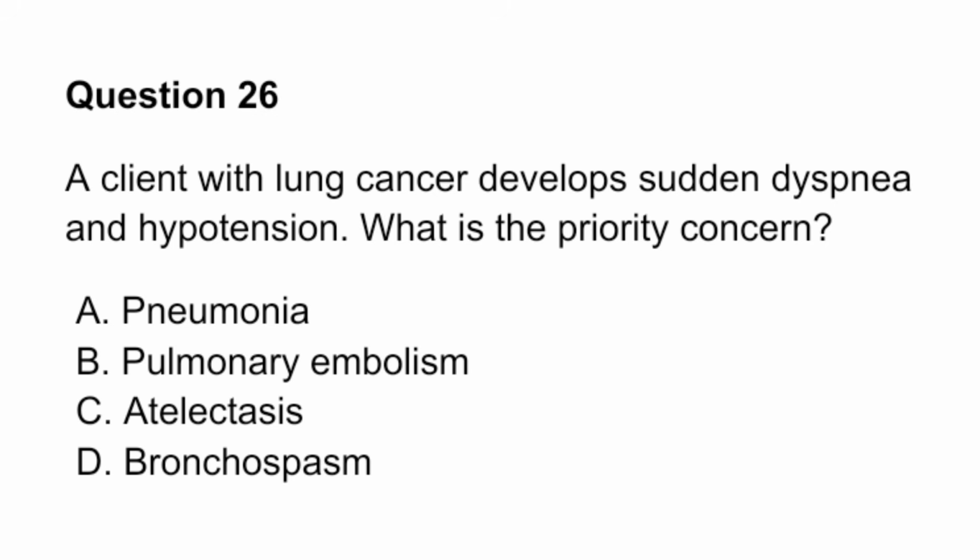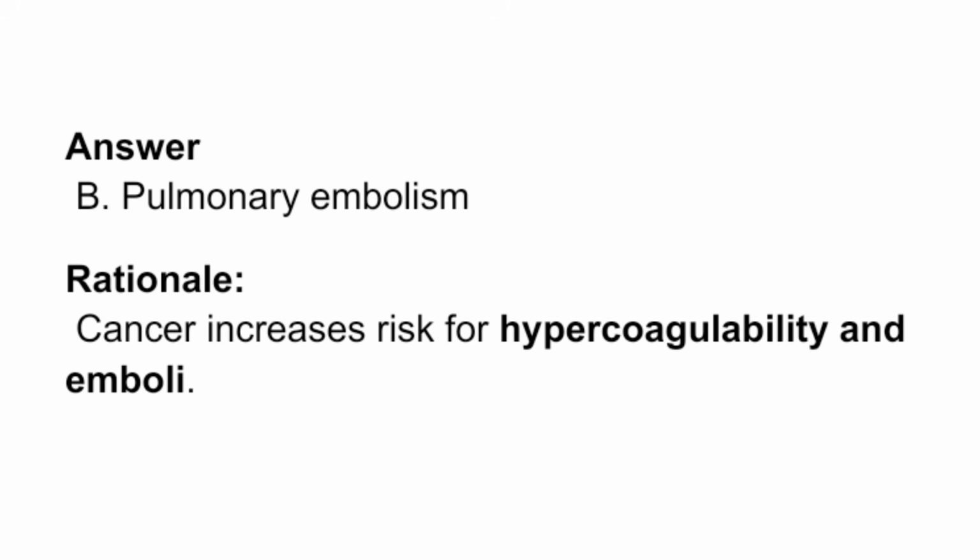Question 26. A client with lung cancer develops sudden dyspnea and hypotension. What is the priority concern? A. Pneumonia. B. Pulmonary embolism. C. Atelectasis. D. Bronchospasm. Answer: B. Pulmonary embolism. Rationale: cancer increases risk for hypercoagulability and emboli.